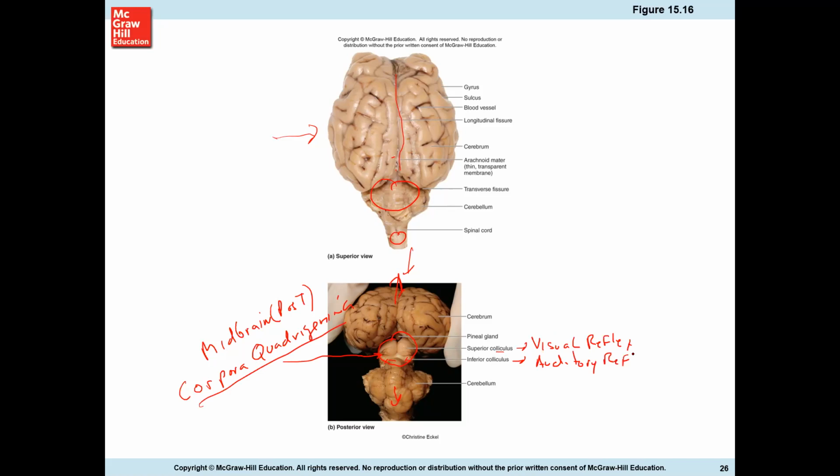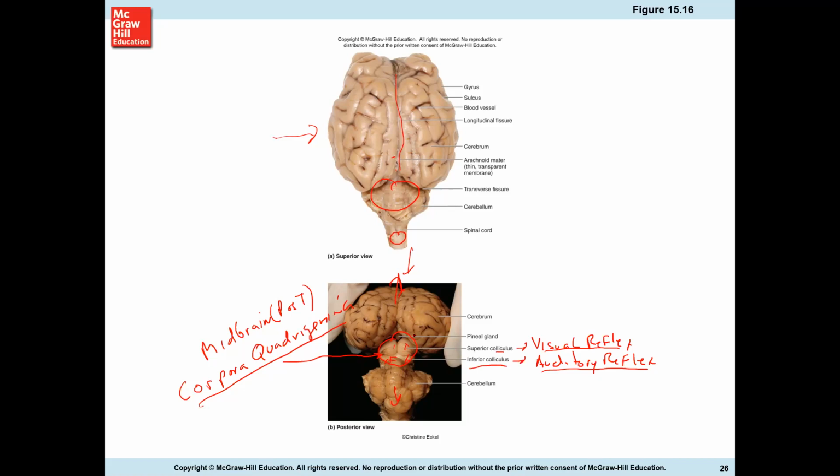So the corpora quadrigemina is the posterior midbrain, and contains 4 colliculi. The superior colliculi and the inferior colliculi. The superior colliculi is about visual reflex. The inferior colliculi is about auditory reflex. So what this means is, if you were looking at your computer, listening to this class, and you heard a sound, like a bang to your right, you would immediately turn your head to the right and maybe even lift your arms up to protect your head. It's a reflex. And that input comes from the inferior colliculus, which is the auditory.